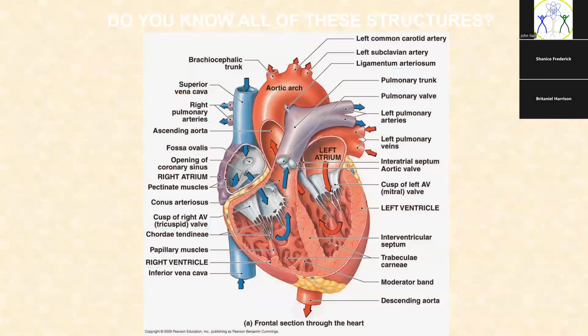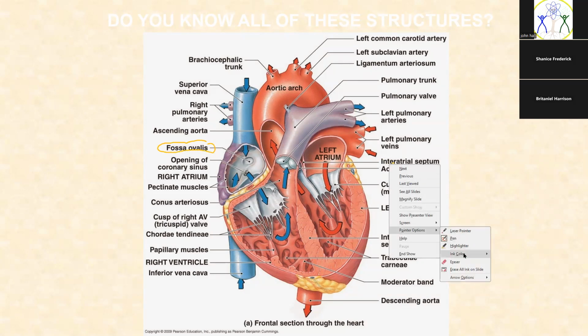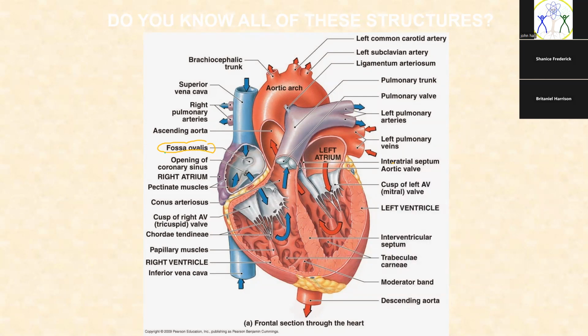All right. So that said, now let's talk about the structures that you may not have had mentioned to you at CSET level. Let's start with this one here. Fossa ovalis. Fossa ovalis is called the oval window. This structure here connects the right atrium and the left atrium.